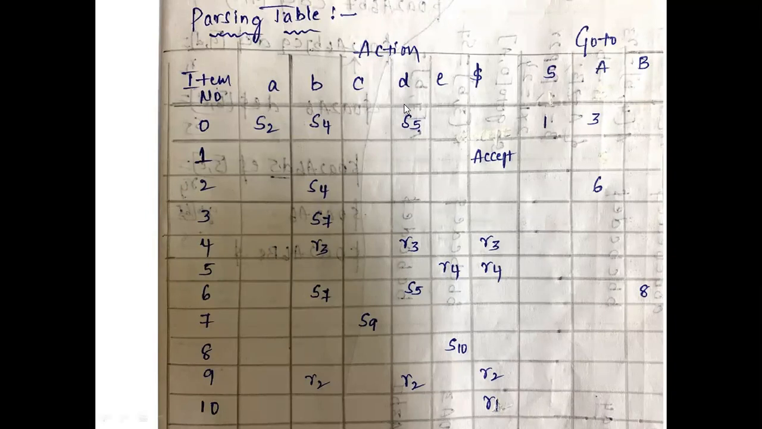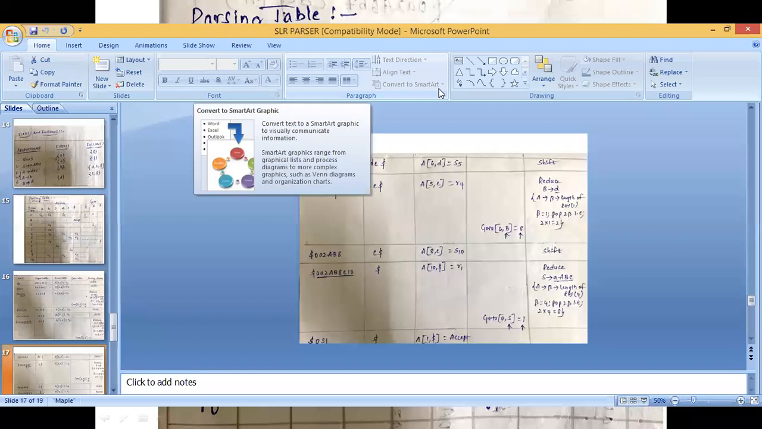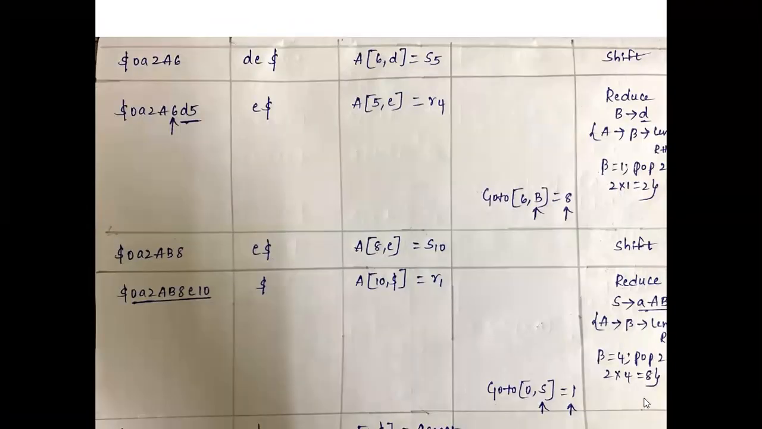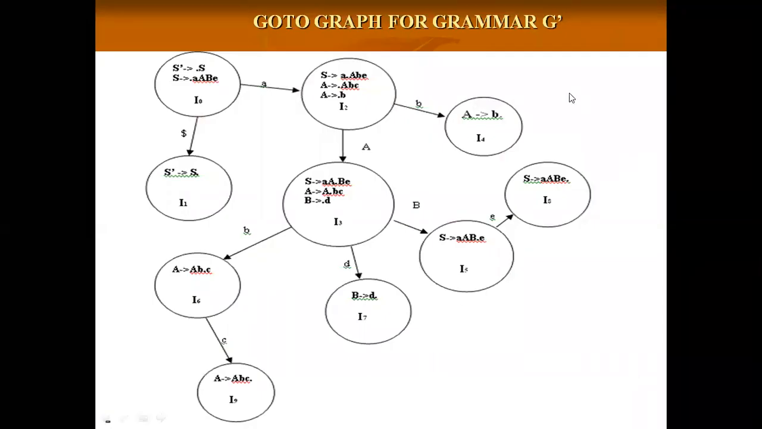Whatever I represented here in the form of columns, the action consisting of all the terminals, and the go-to consisting of all the non-terminals, and the items from the canonical set of items, and all the terminals and all the non-terminals are from the grammar G. And when we are filling the entries for the reduce operation, there we are considering the sequence numbers of the grammar G. Make a note. And when we are drawing the graph structure like this, then we need to consider the G dash. Why? Because I naught consists of the augmented grammar.